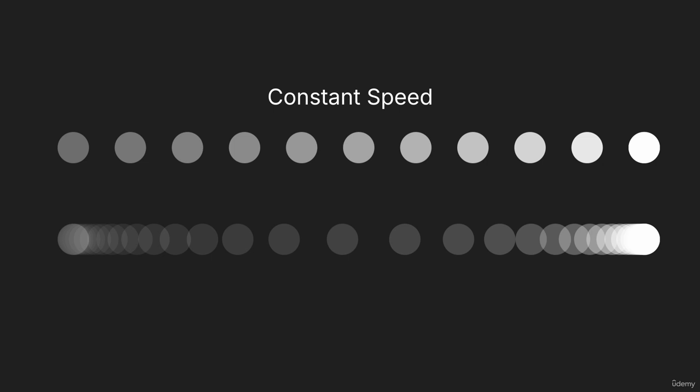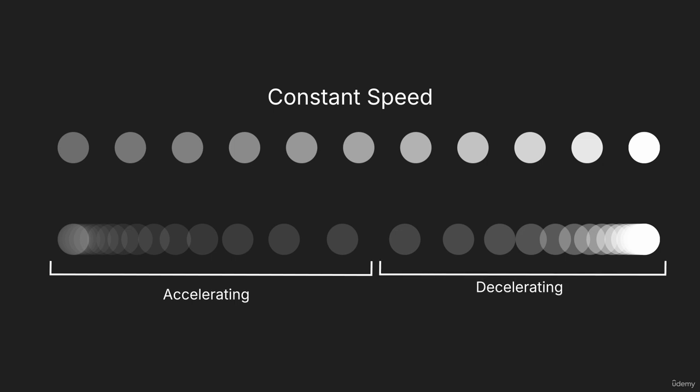Think about it. If the ball is moving the same distance every frame, you will have a constant speed. But when it accelerates or decelerates, that means that the distance crossed with every frame is either getting bigger or smaller. If the distance is bigger, that means it is accelerating. If the distance is getting smaller, it means it is decelerating.